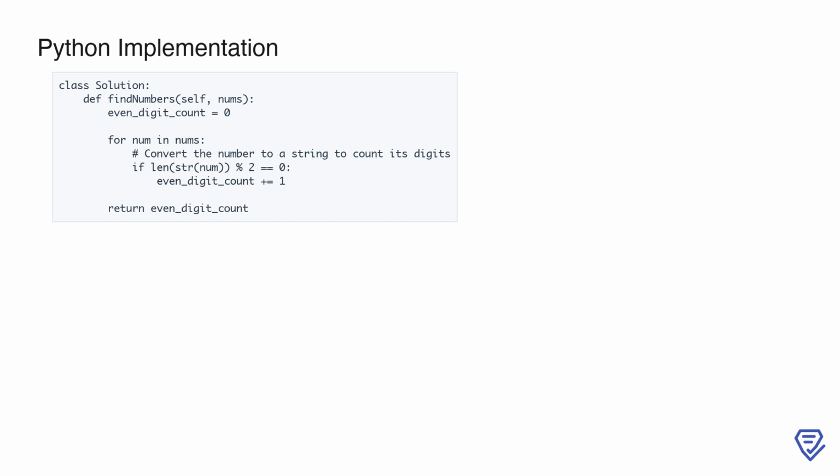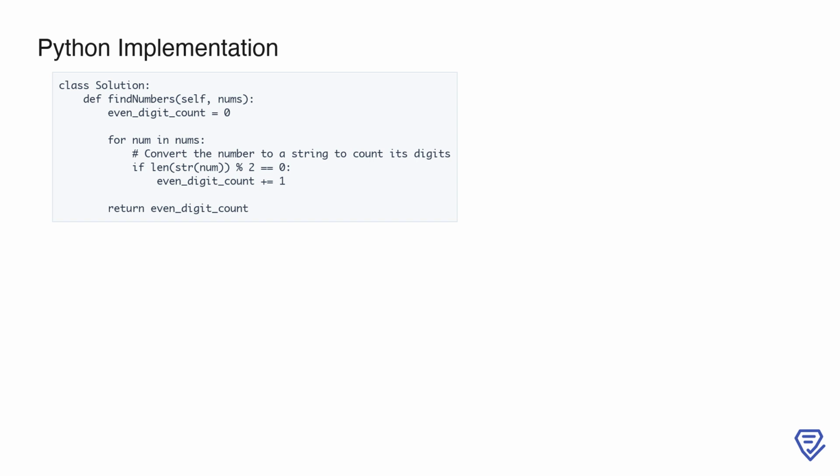Edge cases are handled. If the input list nums is empty, the loop will not execute, and the method will correctly return 0. Numbers with only one digit, e.g., 1, 3, are correctly ignored since their digit count is odd. Large numbers and varying input sizes are handled efficiently due to the simplicity of the len(str_number) operation.